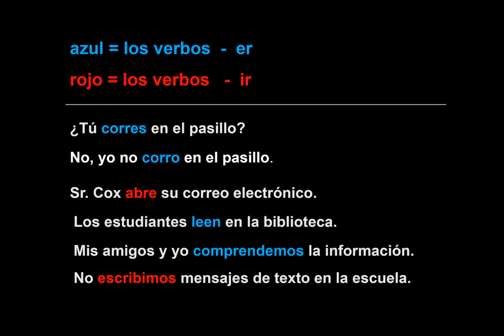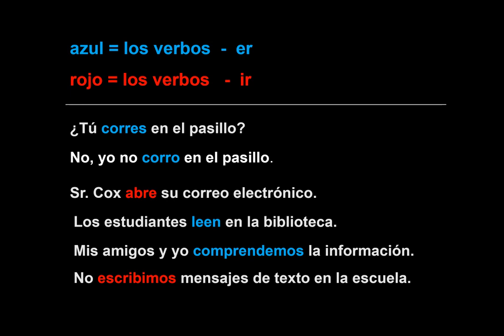Muy bien. Now let's take a look at some of these sentences together. The azul son los verbos ER y el rojo son los verbos IR. ¿Tú corres en el pasillo? No, yo no corro en el pasillo. Señor Cox abre su correo electrónico. Los estudiantes leen en la biblioteca. Mis amigos y yo comprendemos la información. No escribimos mensajes de texto en la escuela.